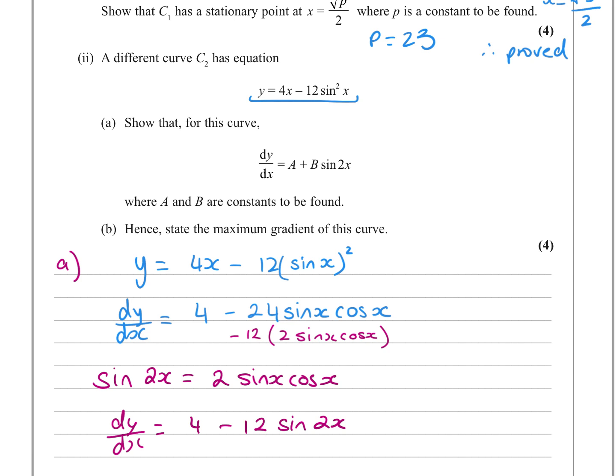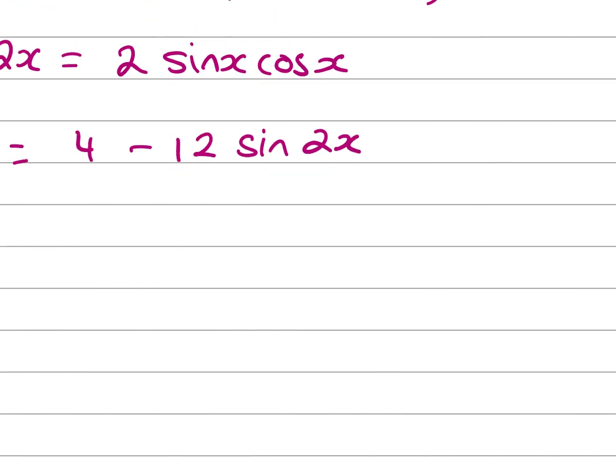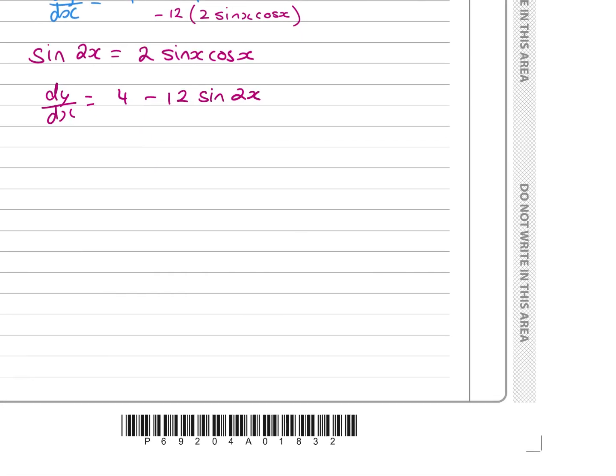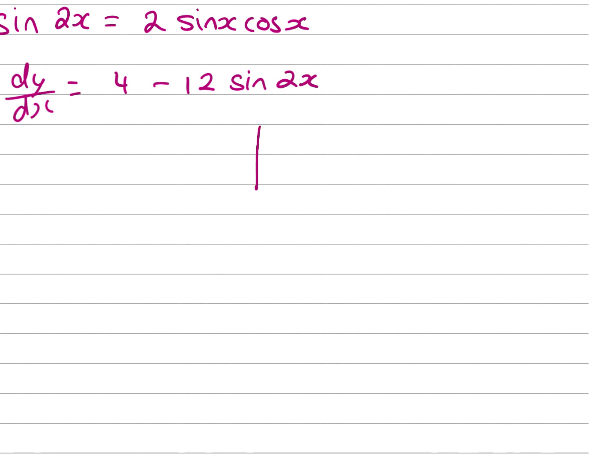Okay, so think about the maximum gradient of this curve. First thing I'm going to do is draw sine of 2x. Forget about the 4 minus 12. This is just a transformation of the actual curve, right? So if we draw sine of 2x.